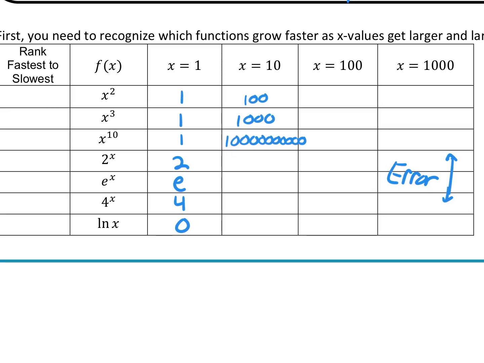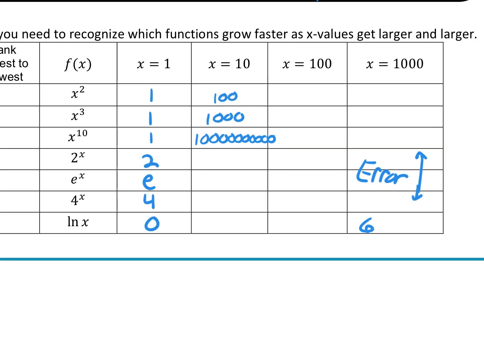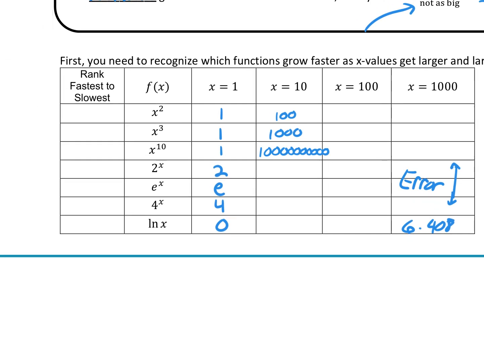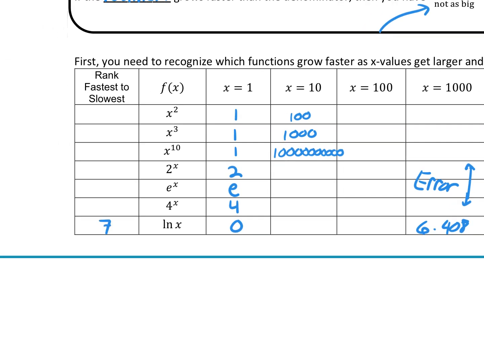So yeah, I think that's fine for now. If you didn't finish it, that's fine. But what you could probably figure out is that ln, when you plug in x equals 1,000, you end up with, what is that, 6 point something? Is that 6.908? Something like that. So ln grows the smallest.